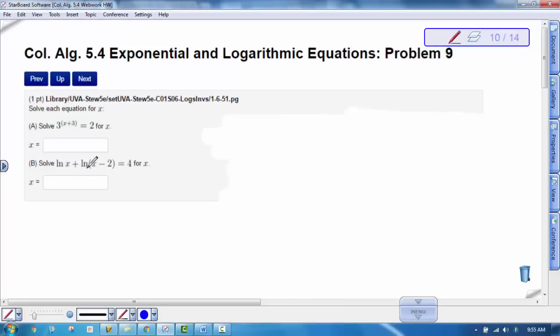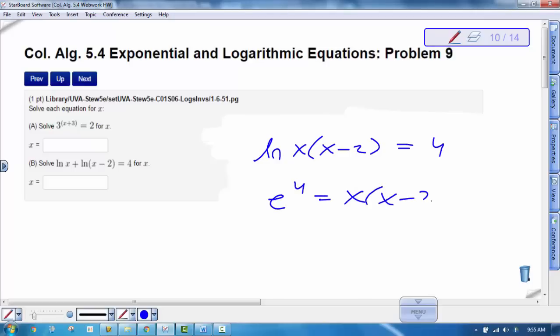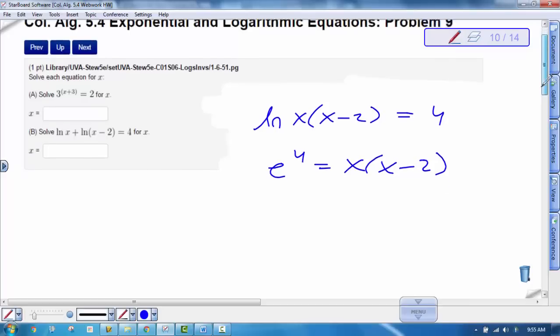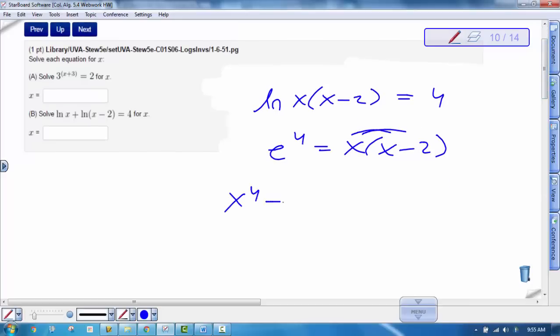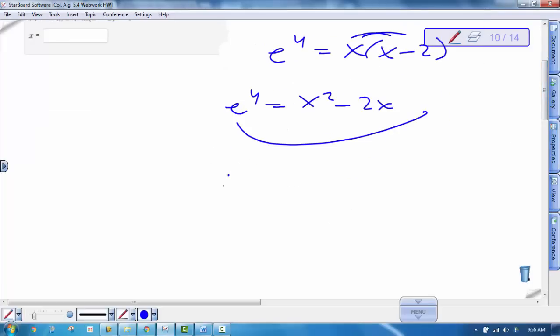Okay, then the next one's the same thing. I can simplify this one now. By combining logs, it'd be log of x times x minus 2 equals 4. And I can change that into exponential form by doing base to the exponent equals the argument. And then I can rewrite this as a quadratic. So it's e to the 4th equals x squared minus 2x. I'm sorry, this is e to the 4th. And then I'll subtract e to the 4th from both sides and put it in standard form for a quadratic, which is x squared minus 2x minus e to the 4th.